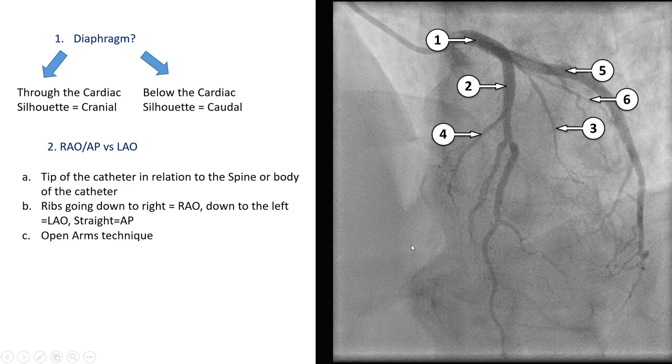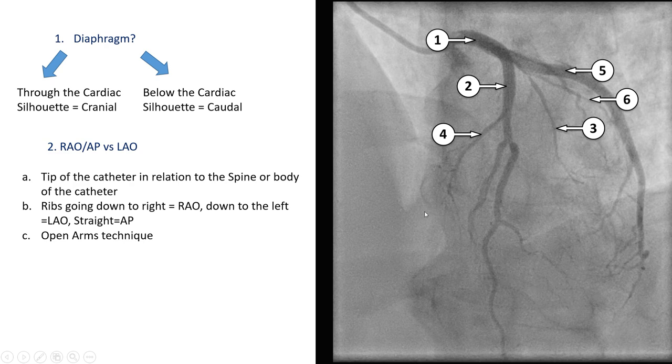Right, so let's get back to this view and let's decide first which view this one is. In order to find out, we look at the diaphragm and the relation of the diaphragm to the cardiac silhouette. If the diaphragm, which is the one over here, goes through the cardiac silhouette, which is that one, that is a cranial view. If the diaphragm is not visualized in the image or is below the cardiac silhouette, that makes it a caudal view.